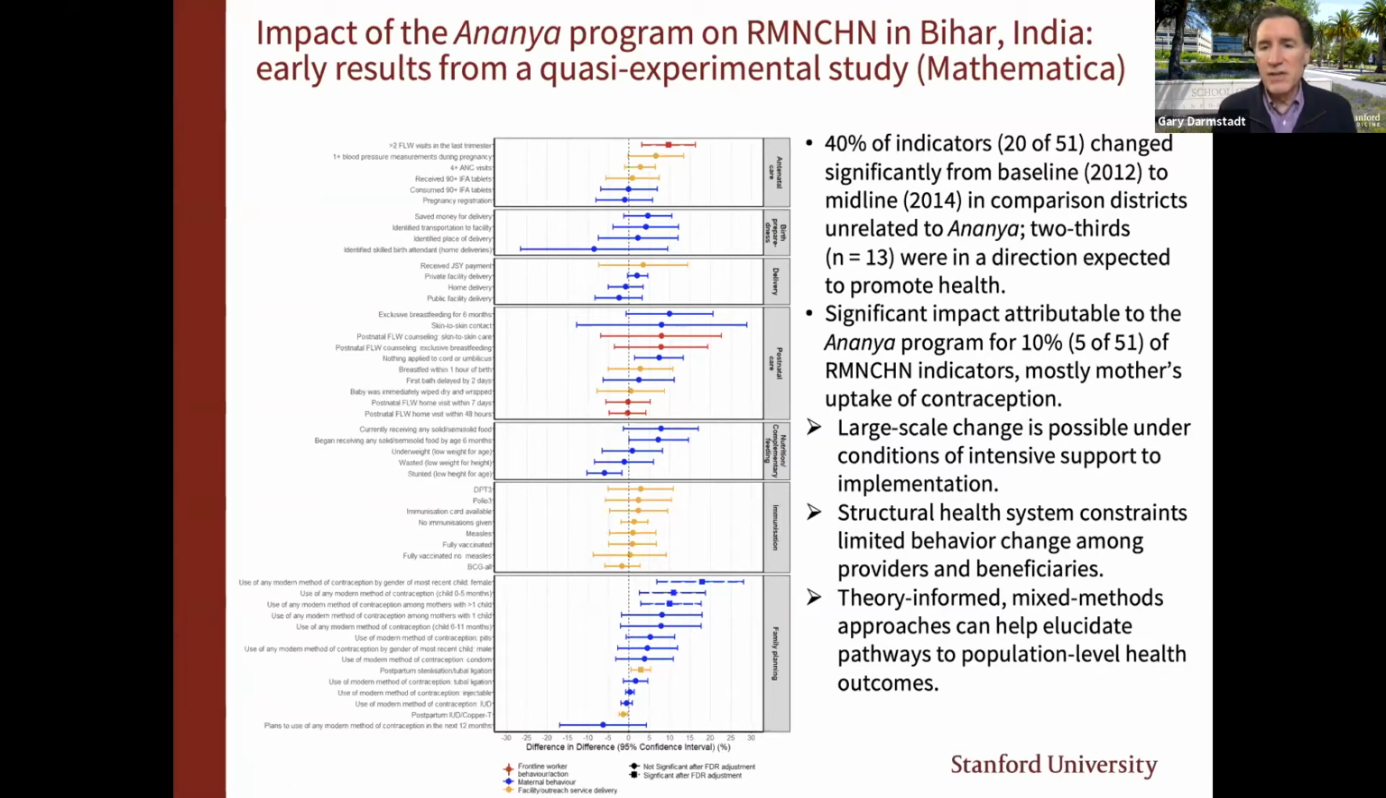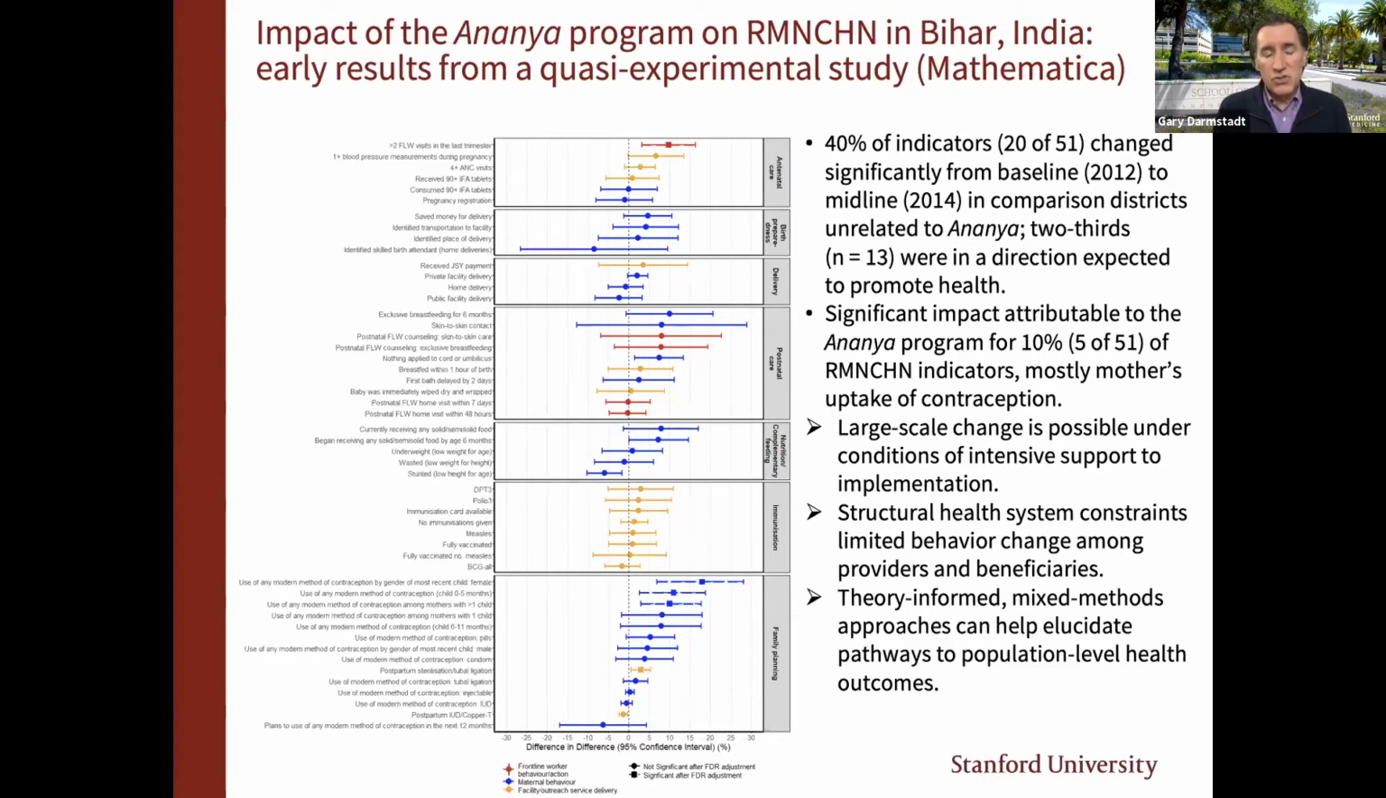But 40% of indicators, when we looked at just our non-focus group, our comparison areas from baseline to the midline, 2 years into the program, 40% of indicators were showing change. So there were strong secular trends towards improvement in health. However, on top of that, the Ananya program could be seen to be responsible for improvement in 10% of indicators overall. Again, trends in most of those indicators towards improvement.